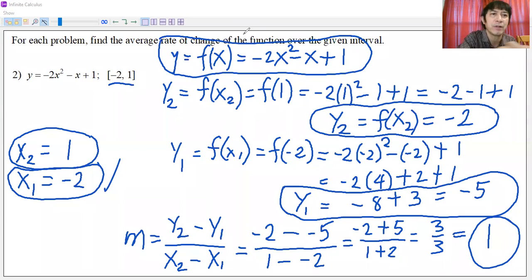And we shall verify that. It's over here at the left side, the red number. m is equal to 1. So that's the answer, the average rate of change of the function for the given interval. That will be for our number 2. Let's continue with the next number. I hope you were able to get that. Let's continue with the third.